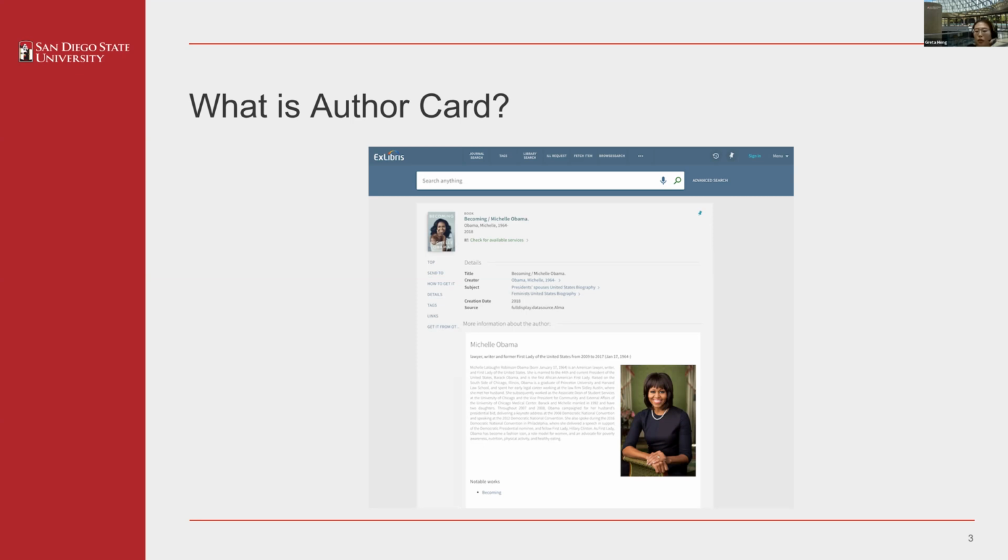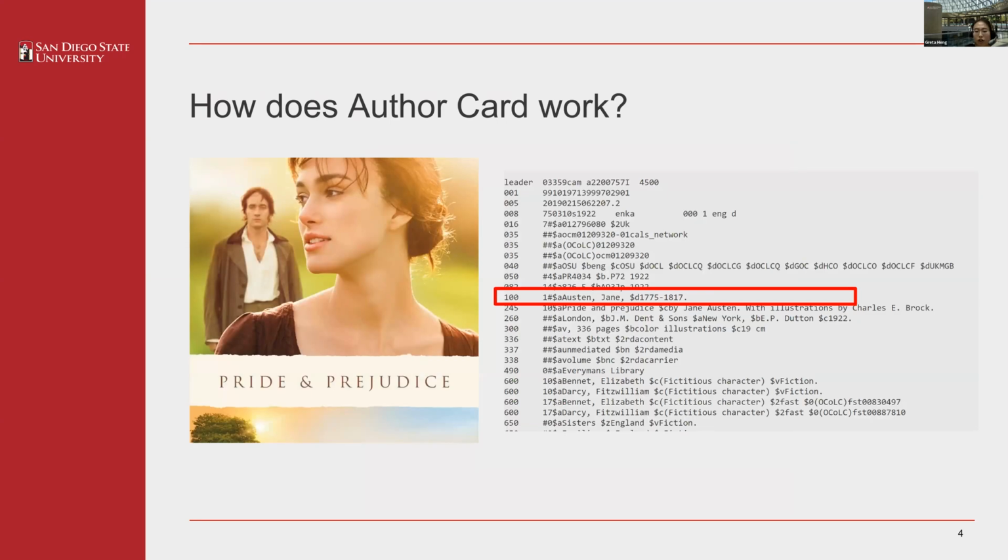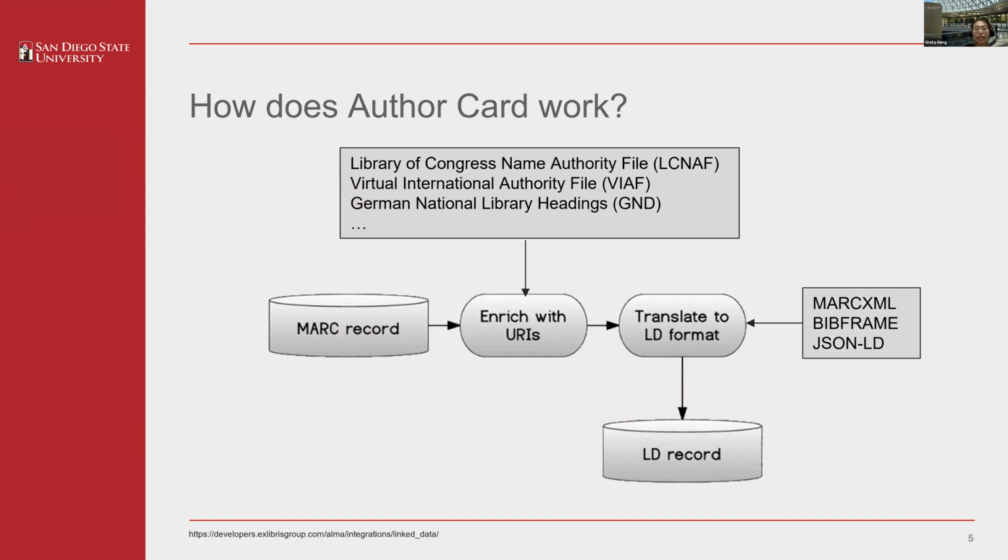Let's use an example to explain how the author card works. Say we have a book, Pride and Prejudice, written by Jane Austen. In the bib record, the author information is shown in the 100 field. To get the author's information from the web, we need a connection between the bib data and the online data.